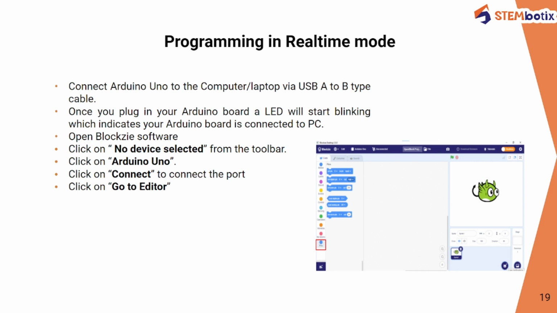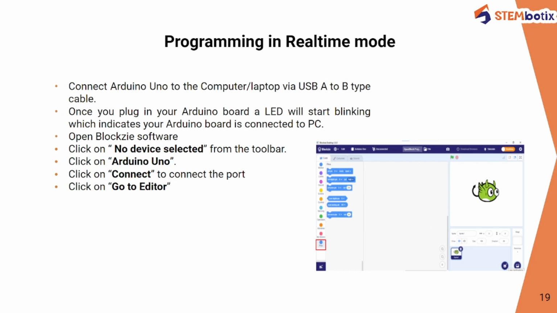So now you want the coding part, so you need to connect your Arduino Uno board using a USB A to B type cable through the USB port, because you need to first code it, and if you want your code uploaded onto your board, you need that particular cable to upload your code. Once you plug in your Arduino board, a power indicating LED will start blinking, which indicates that your Arduino Uno board is connected to the PC or your device.